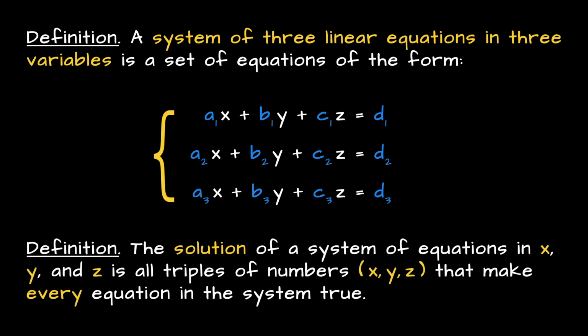And when we talk about the solution of a system of equations in three variables x, y, and z, what we will mean is all triples of numbers, x, y, z, which have the property that when they're substituted into any one of the equations in the system, they make that equation true.